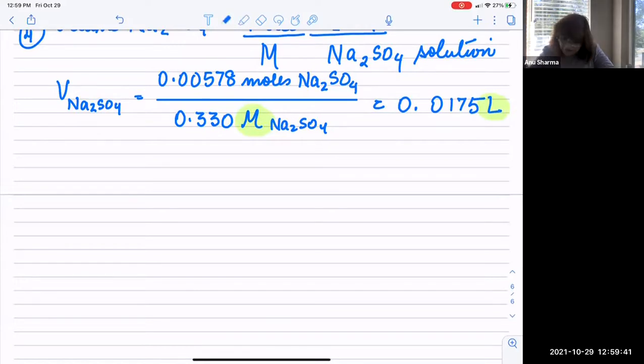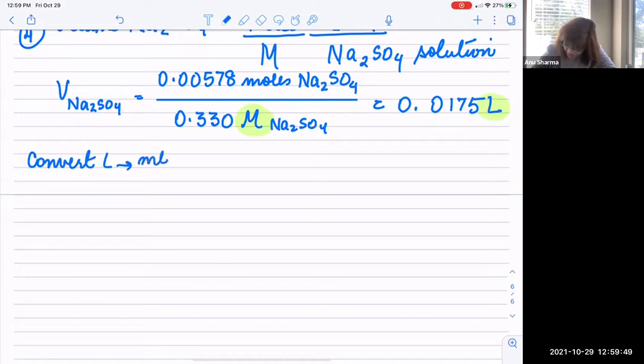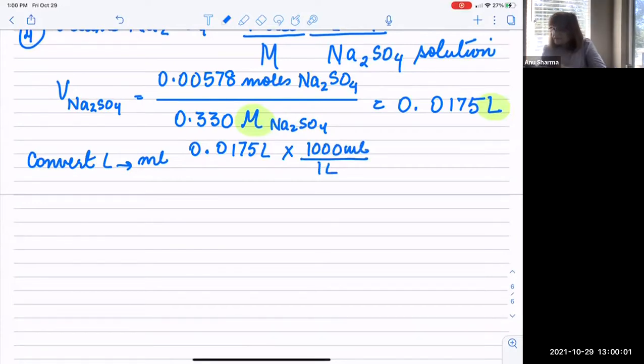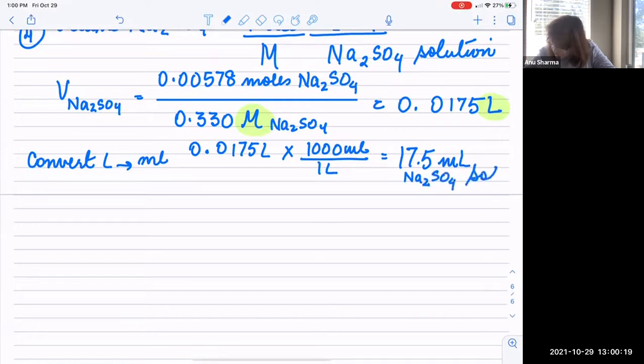Now the question is asking how many milliliters. So convert the liters to milliliters: 0.0175 liters times 1000 milliliters over 1 liter, and you get 17.54 milliliters. 17.5 milliliters is enough, of Na2SO4 solution. Okay, so that is one piece.